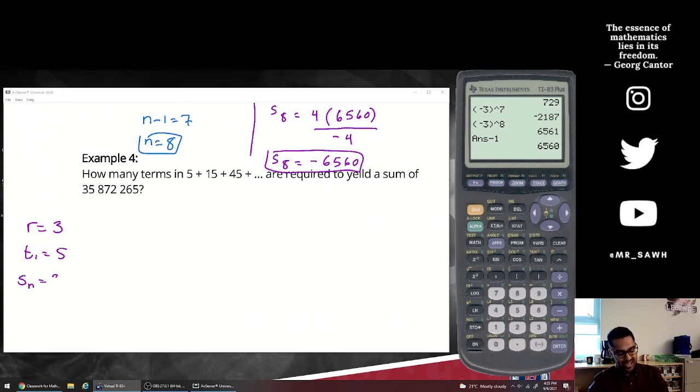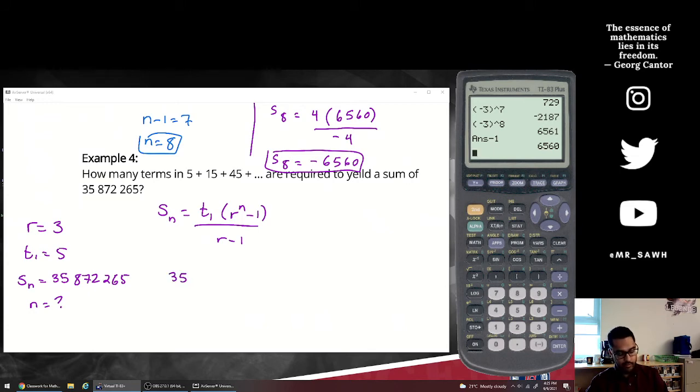So I know Sn is that 35,872,265. I know the sum of the first n terms is supposed to be that. I just don't know how many terms that is. So we are going to be looking for n here. So let's fill in some things. I know I've got a sum, and I know it's a geometric sum, so a series. So let's use our formula again. The sum of n terms is the first term, r to the n minus 1, and then r minus 1 on the bottom. Fill in everything you know.